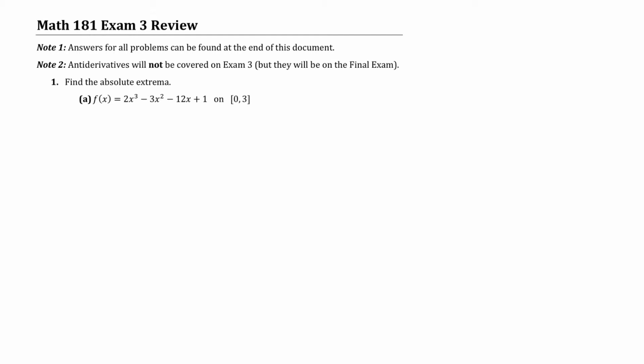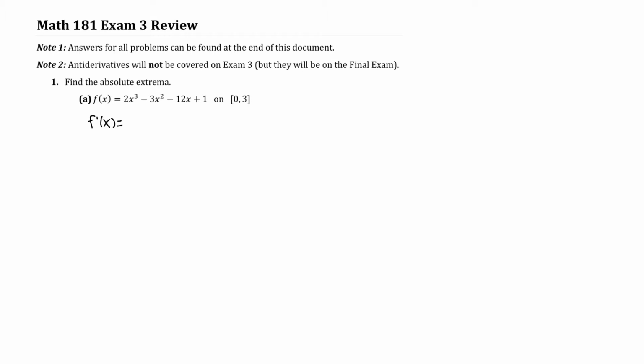So for this first problem, find the absolute extrema. You're finding absolute extrema on an interval, which means you're going to find all the critical values, and then you're going to throw out the critical values that are not within the interval and plug all of the critical values plus the endpoints back into the original equation.